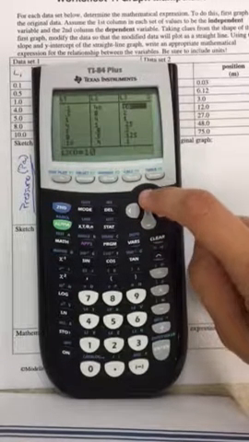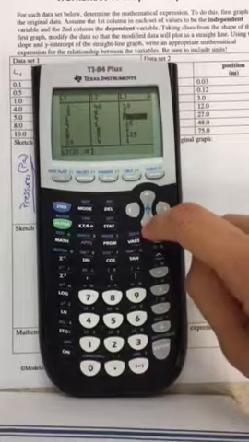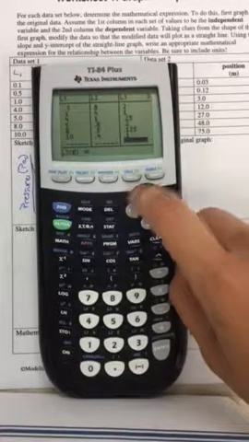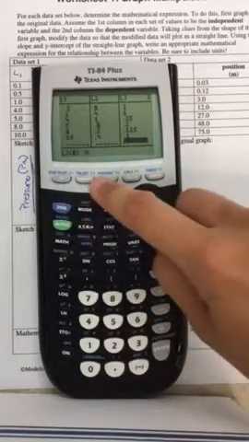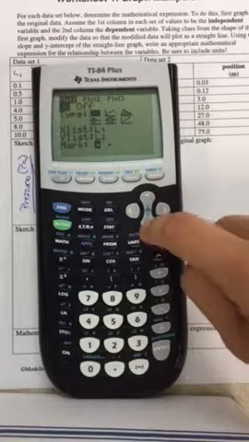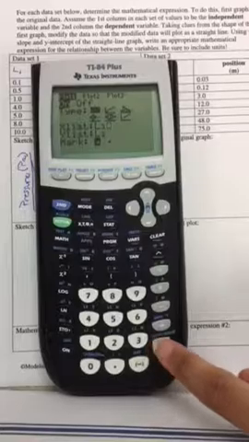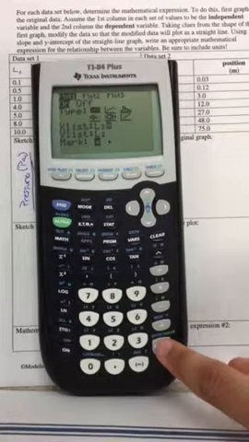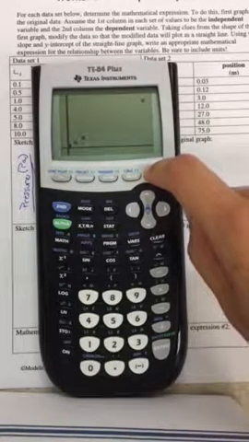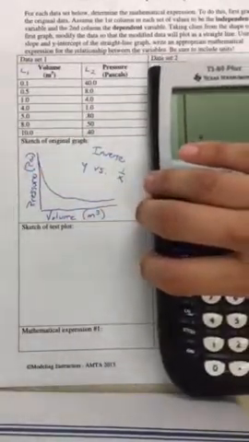So if you take 1 divided by 0.1, you would get 10. 1 divided by 0.5 is 2. 1 divided by 1 is 1. 1 divided by 4 is 0.25. So now, when we try to replot this data, instead of having L1 as our X list, we can now put L3 in as our X list, and it should create a new graph for us. So let's hit graph, and there we go. We got something different.